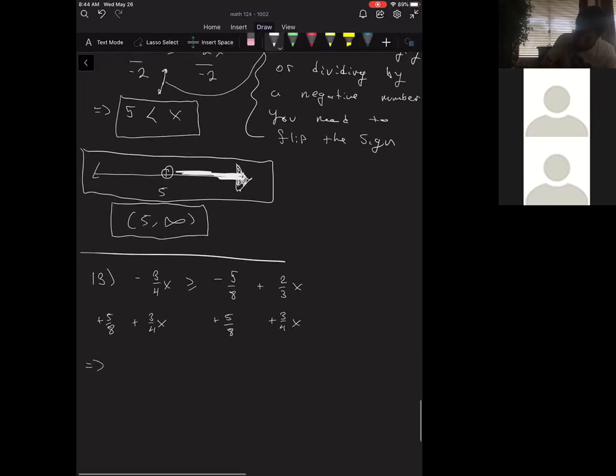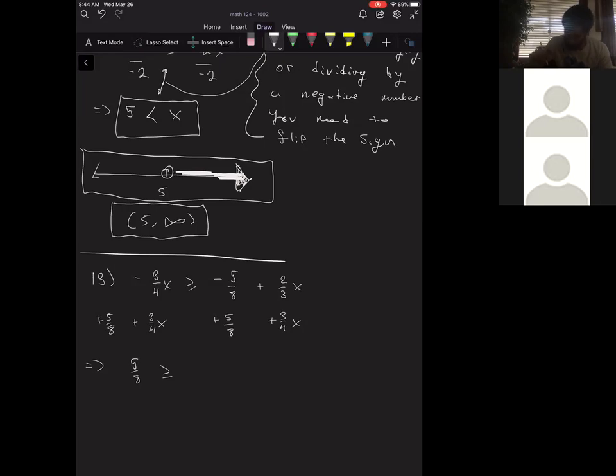So now on the left-hand side, we got rid of the minus 3 over 4x. We're just going to have a 5 over 8. And all we're doing is adding, subtracting, so the sign's not going to change. The sign only changes if we're multiplying by a negative number. We haven't done any multiplying yet. All right, so that's good.